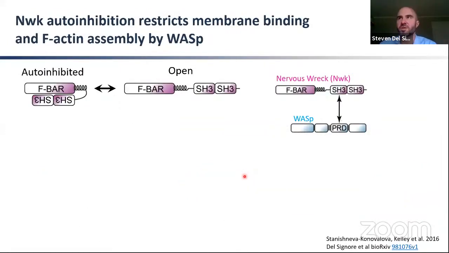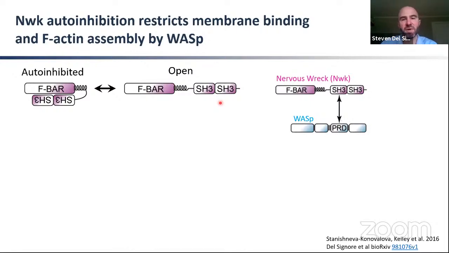And one of the interesting features about this protein module is that it's highly regulated by autoinhibition. So these SH3 domains of Nervous Wreck can fold under the BAR domain, and so block both the BAR membrane interactions and also the SH3 protein interactions.